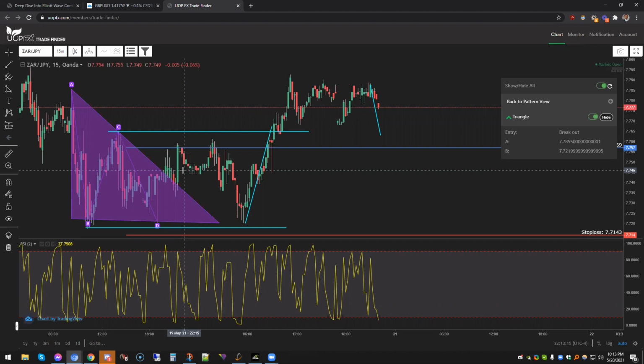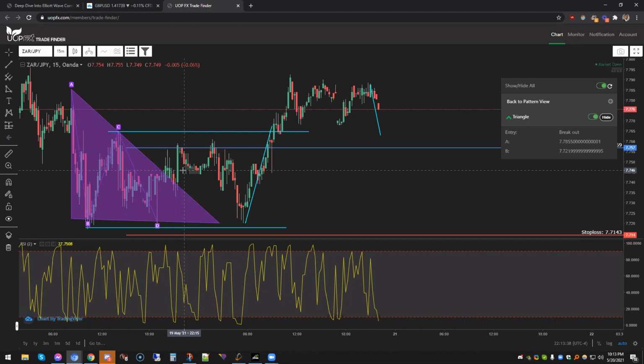You've got WXY, you've got ABC, you've got triangles, you've got the Elliott wave 5-wave impulse. They're all constructed using other pattern formations. Okay? The Elliott wave 5-wave impulse is constructed using the impulse waves with the corrective waves.